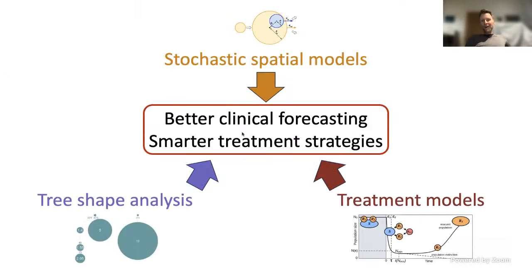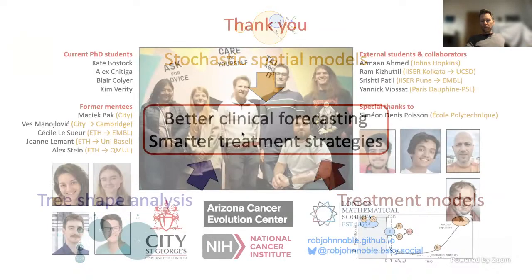So ultimately, what am I trying to do? I'm trying to bring these three components together. I've shown you stochastic spatial models, tree shape analysis, treatment models, and my big program is to try to combine all of these into better ways of clinical forecasting and smarter treatment strategies. And I think ultimately we want to combine all of these aspects together. So that's my last slide.